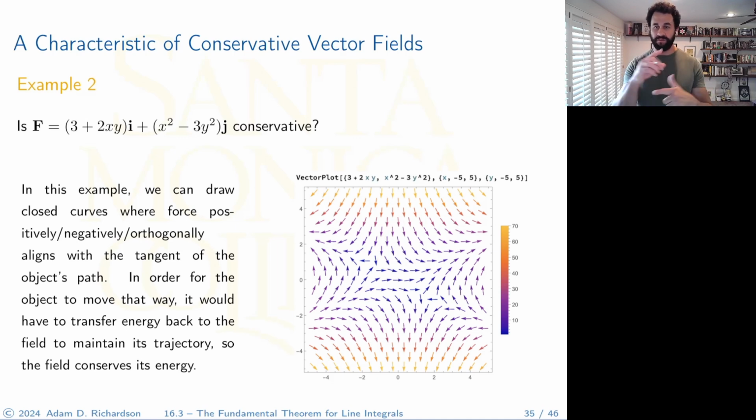And adding up all of those changes is going to make the work equal to 0. It's going to make the work equal to 0, so you get this conservative vector field. All right. Now, how do we actually compute these things?